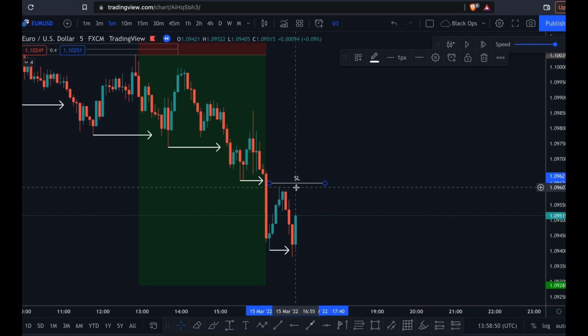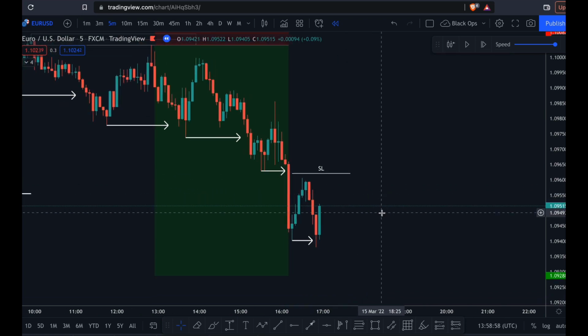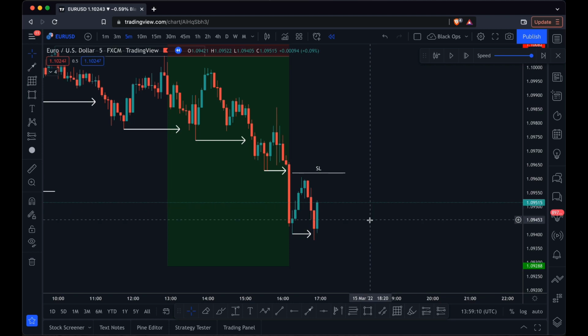Sometimes you'll put it really close and then get stopped out. Sometimes you'll give it a little bit of breathing room and you don't get stopped out. And that all depends on what you want to do and what your risk profile is and how tight you want your stop loss to be to the lower high.